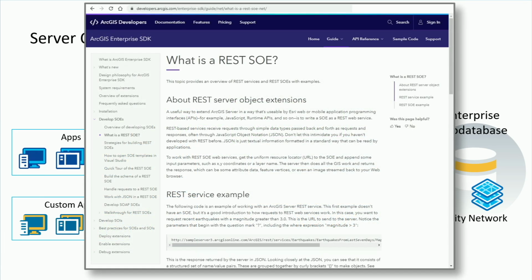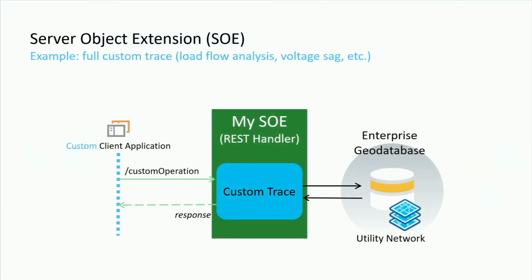Should make sense. It's not a real hard one to understand. And just like the SOI, there's some really nice doc that talks about it. We can see your custom client application calling your custom operation that hits your REST handler, your server object extension. It can do the custom trace, and then maybe it hits the enterprise geodatabase and the utility network index, churns through it, and then responds back. That's very different from the pattern we saw earlier with an SOI.